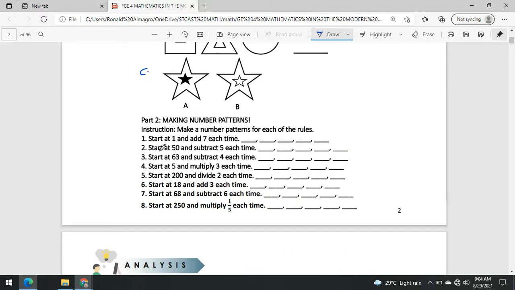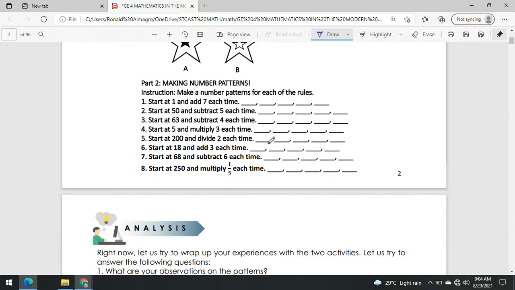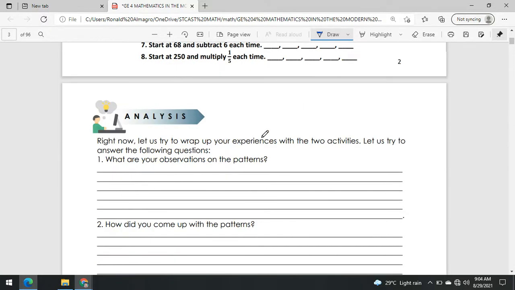Part 2, making number patterns. Instruction: make number patterns for each of the rules. Start at 1 and add 7 each time. Students, you need to analyze what would be the next number. So starting at 1 and adding 7 each time, what could be the next number? Just fill in the blanks.